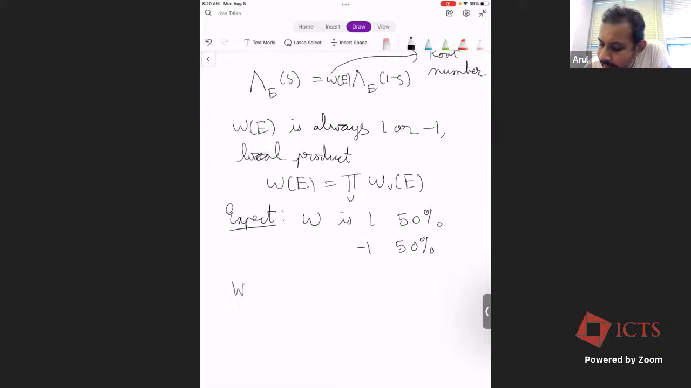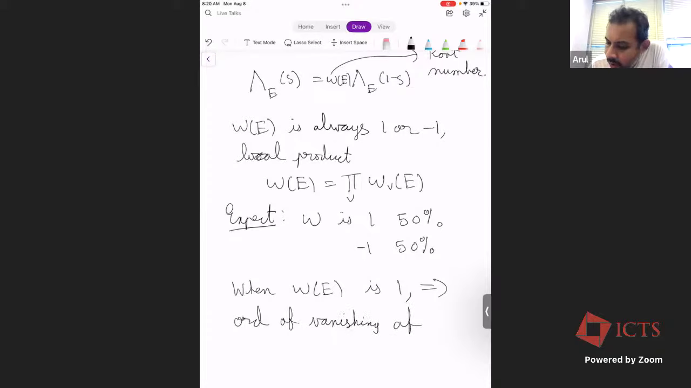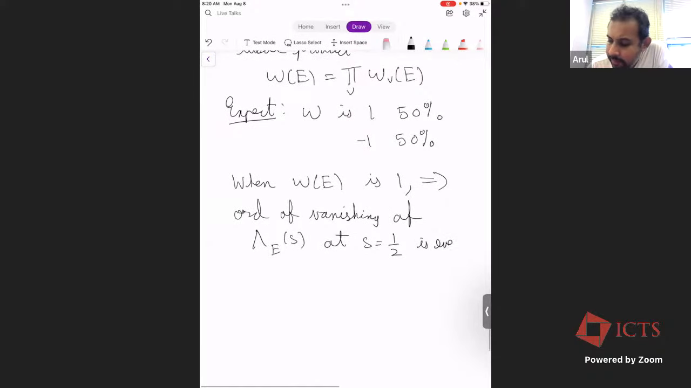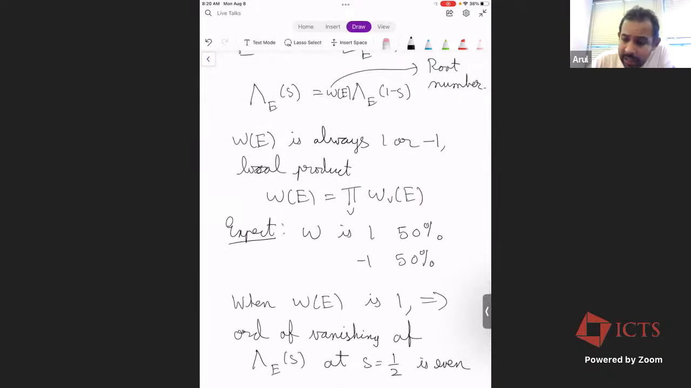However, note that when the root number is 1, the order of vanishing of this L function at the critical point is even because of the functional equation. The functional equation takes s to 1 minus s. So in particular, it takes one half to itself. And so if the root number is 1, then the order of vanishing must be even. So either you don't have a zero, or you have a zero of order 2 or a zero of order 4, and so on.